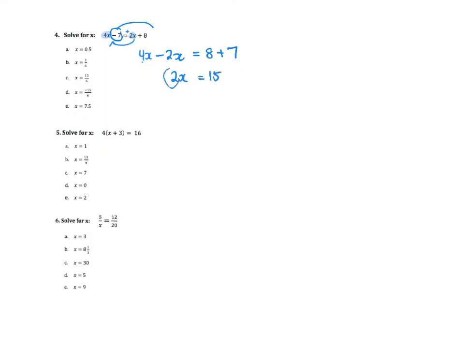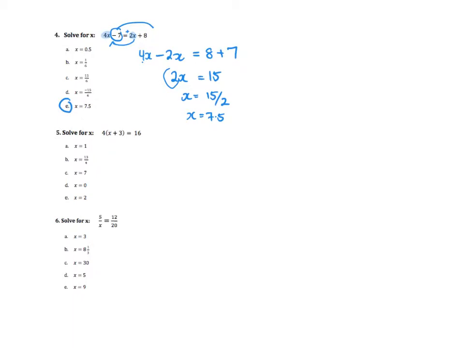So then I'm going to move the 2, which is timesing. So 15 divided by 2, which is actually 7.5. And there's your answer. Okay, with this one, we've got to solve for x.